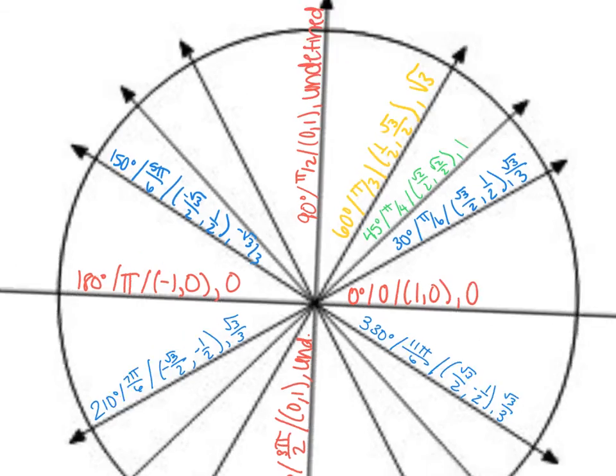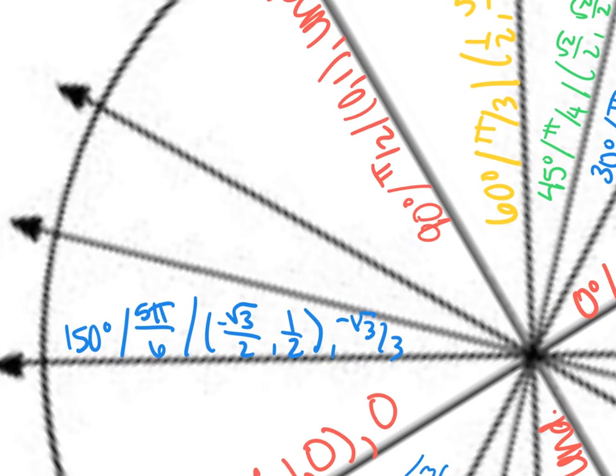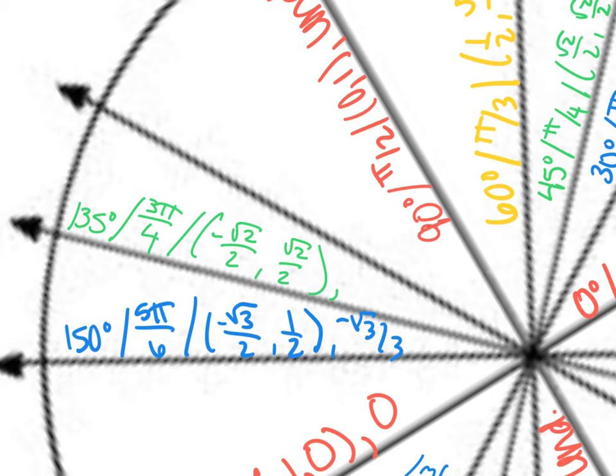For the green angles, the next green angle would be over here, so it would be 135 degrees. The radians would be 3 pi over 4, and the point is (negative radical 2 over 2, radical 2 over 2), with the tangent as -1.